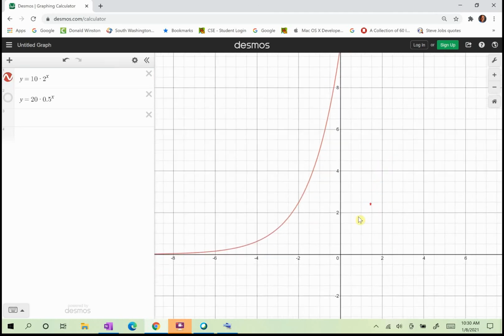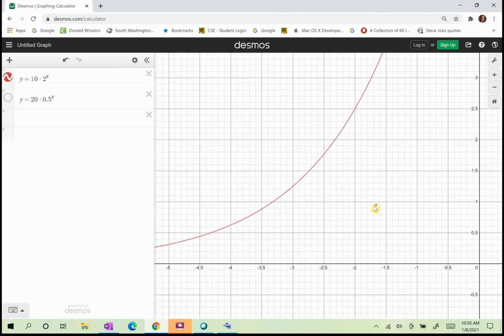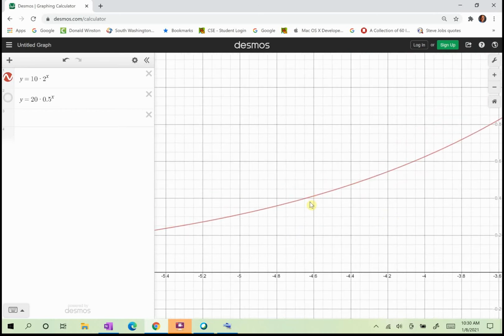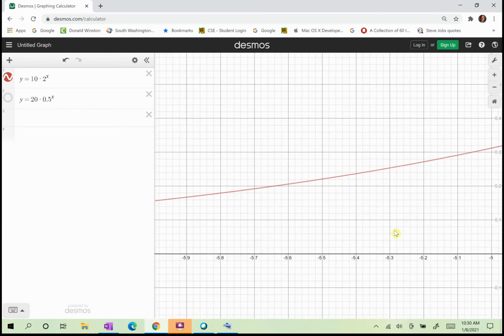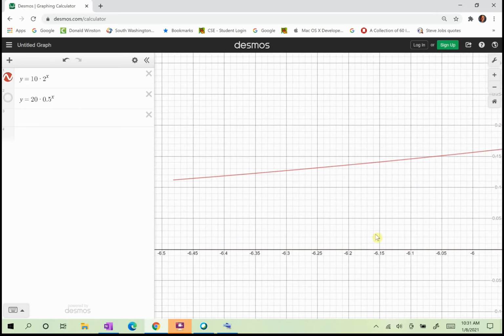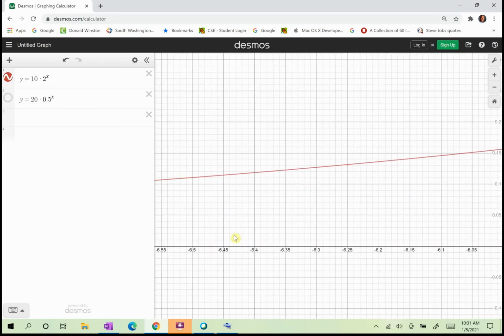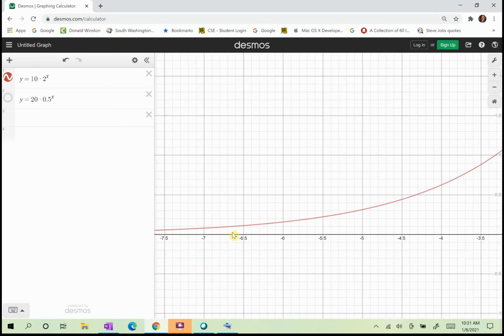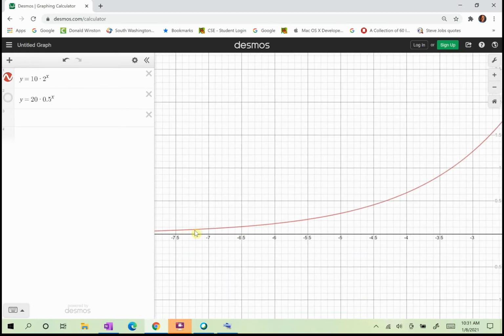Now, as I zoom in, I want you to notice that the function y is equal to 10 times 2 raised to the x is getting closer and closer. You see that red line is getting closer and closer to the value of y equals 0. Getting closer and closer to y equals 0. And we would call the line y equals 0 a boundary line.